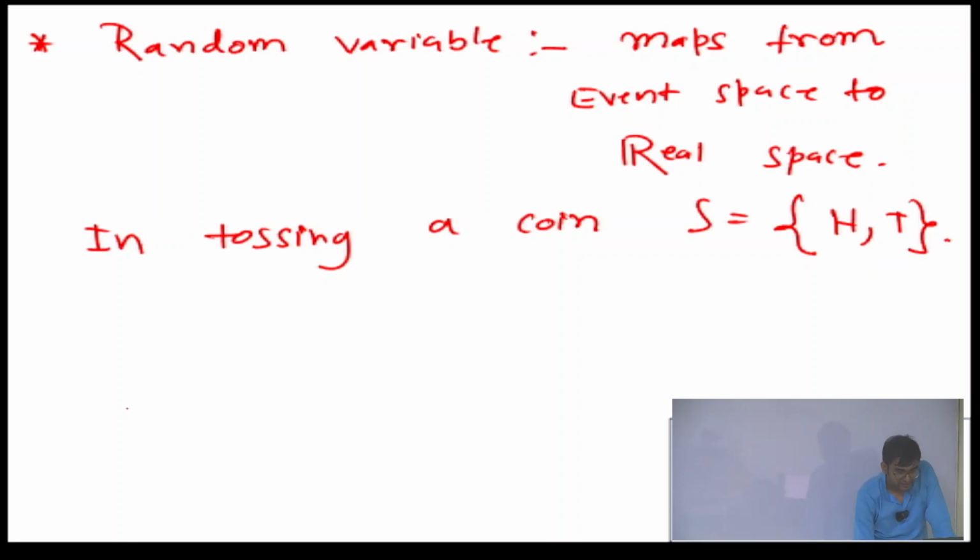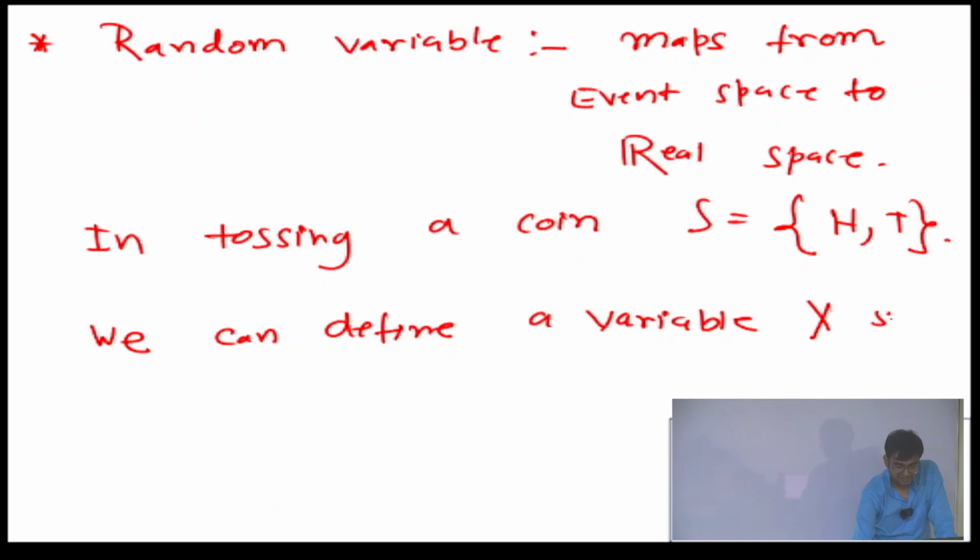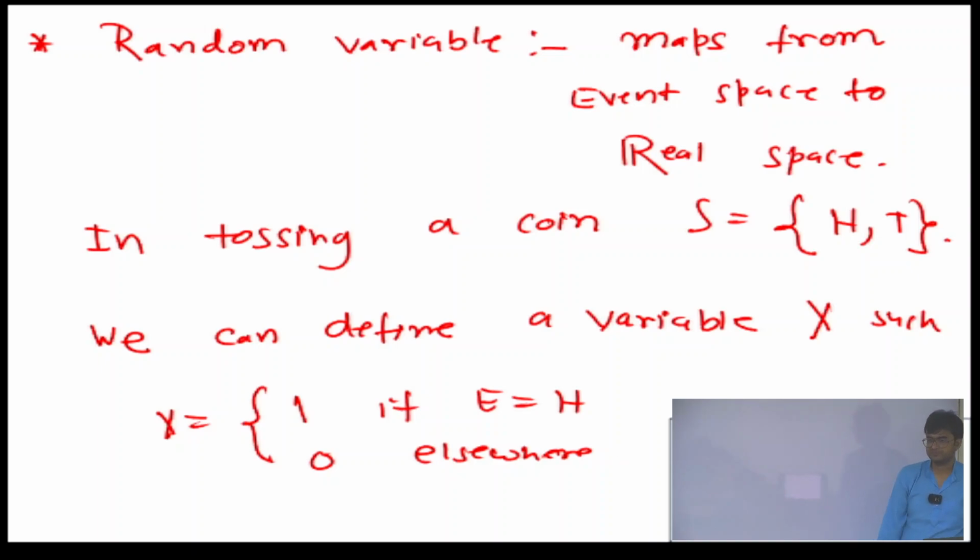Okay. Head and tail. So we can define a variable, which is a random variable, x, such that x is equal to 1 if e is equal to head, and 0 elsewhere. Now you will ask, why 1 and 0? You are free to take it as 10 and 13. But then when you try to write the distribution, it will not be standard. You have to come up with your own distribution. So 1 and 0, because I will later try to use some distribution which takes these values. That is the only reason.